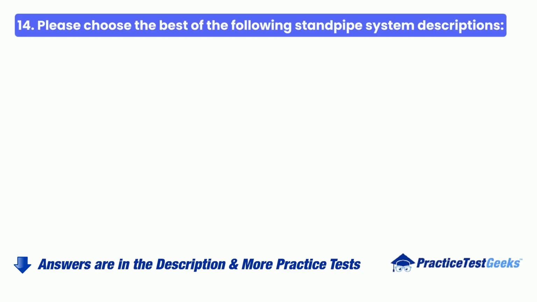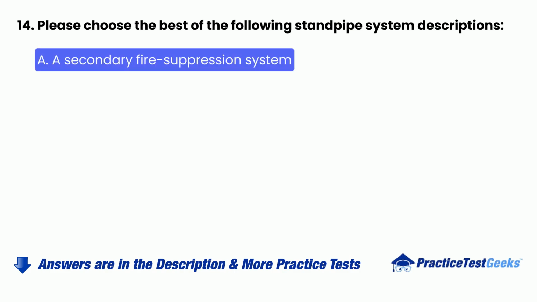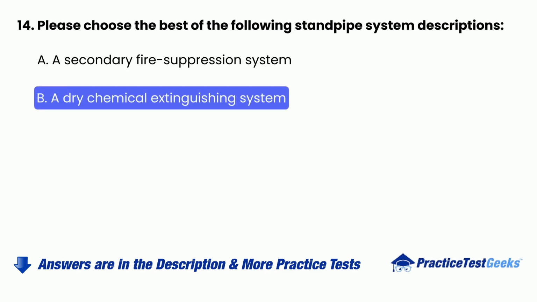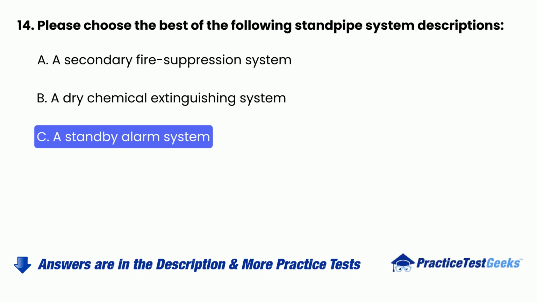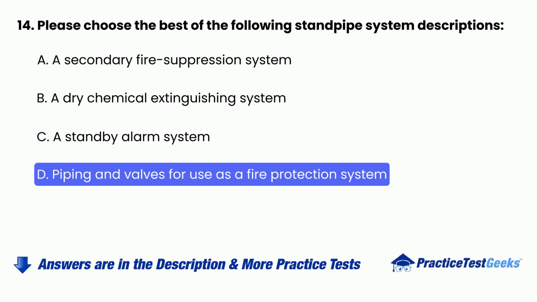(14) Please choose the best of the following standpipe system descriptions. A. A secondary fire suppression system. B. A dry chemical extinguishing system. C. A standby alarm system. D. Piping and valves for use as a fire protection system.